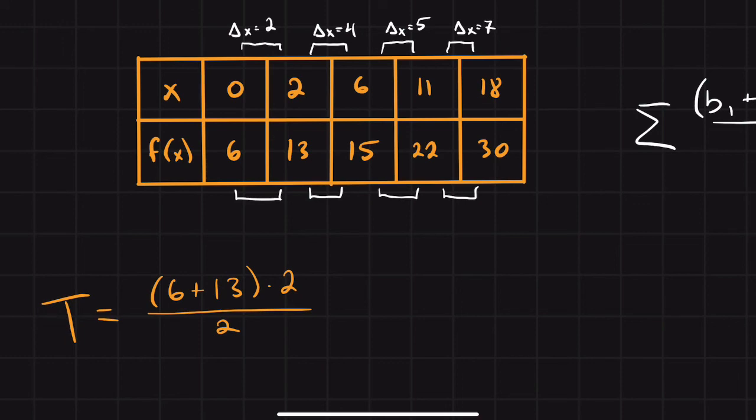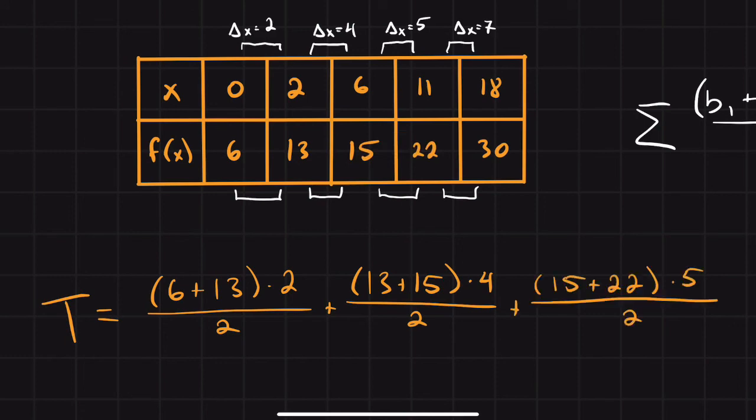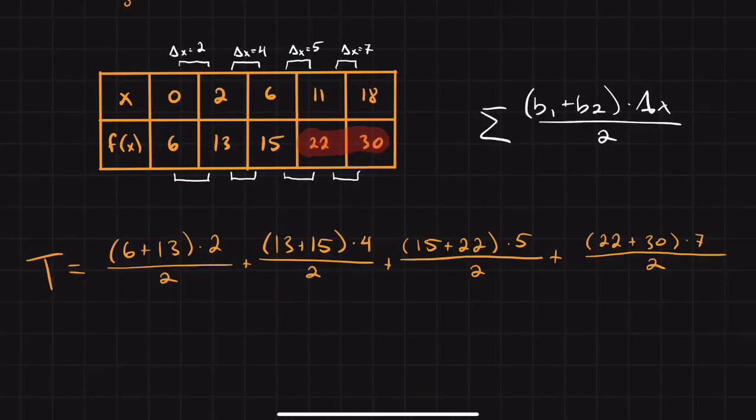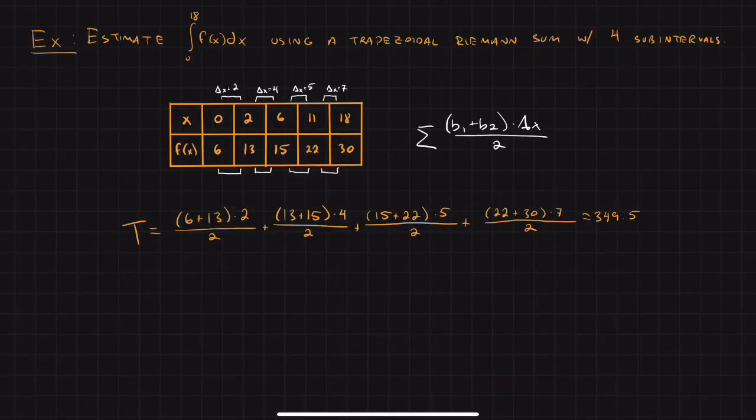The next trapezoid, b1 and b2 values would be 13 and 15. We add 13 and 15 and multiply that quantity times the delta x for that trapezoid, which is 4, and divide it by 2. The third trapezoid uses 15 and 22 as b1 and b2. That would be 15 plus 22 times delta x equals 5 divided by 2. Finally, we use 22 and 30 for the last trapezoid. So we add 22 and 30, multiply that quantity times 7, and divide by 2. If you throw all that in the calculator, you'll find the estimated area is 349.5.